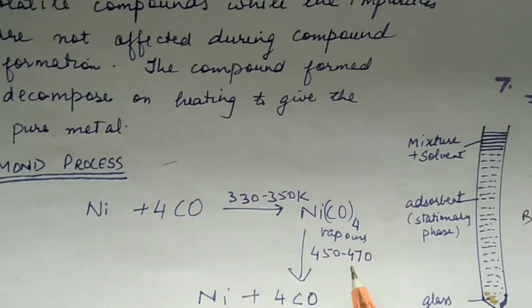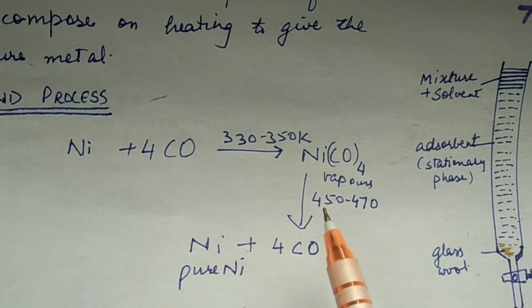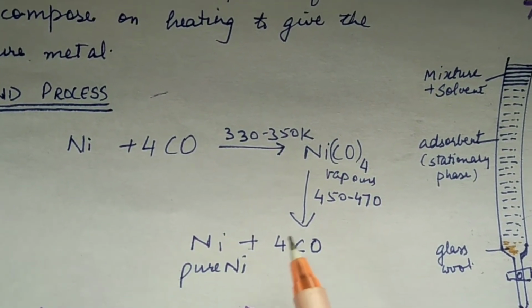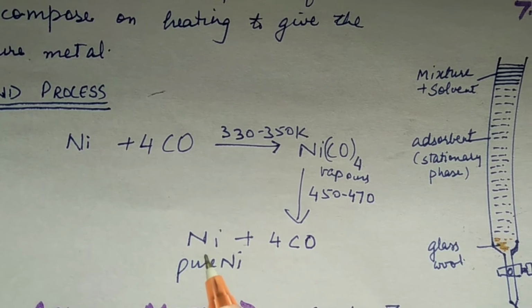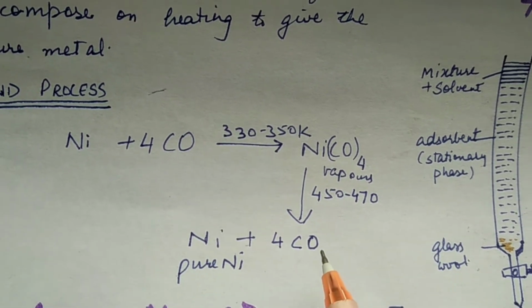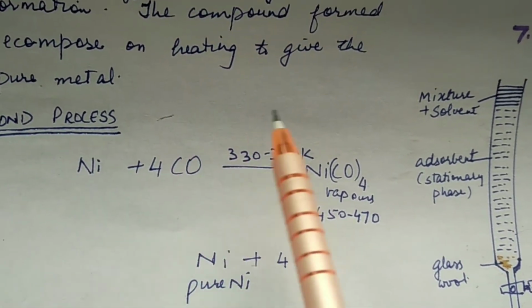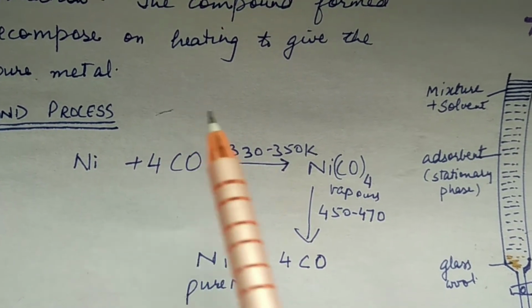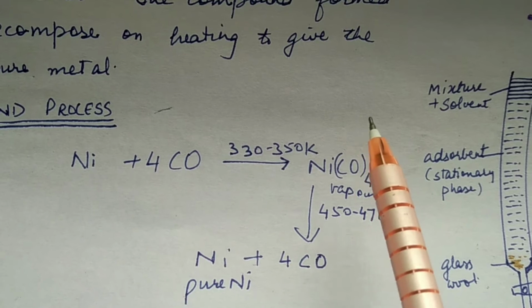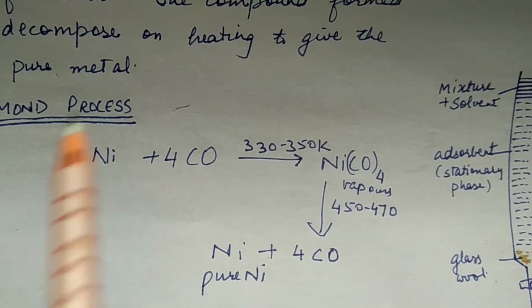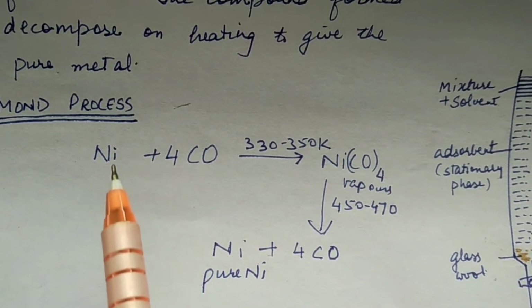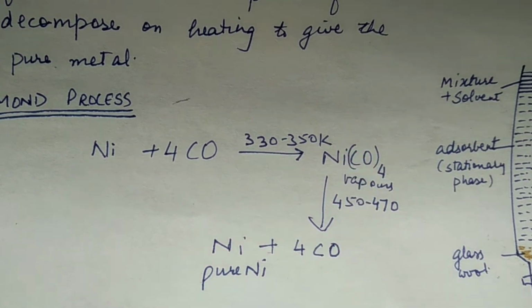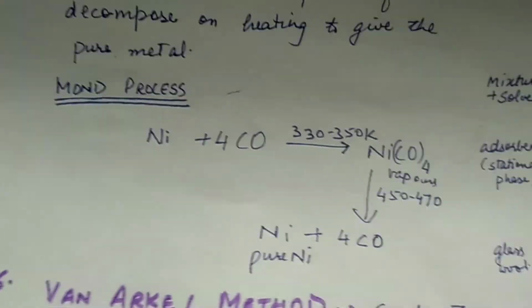And then at some other spot, it's again heated to a higher temperature, and the vapors again break down into solid nickel, and carbon monoxide escapes. So the impurities are left at the site of heating, whereas the pure metal is obtained at another site. This process is called Mond's process, because the metal is first converted to vapor, so this is called vapor phase refining.